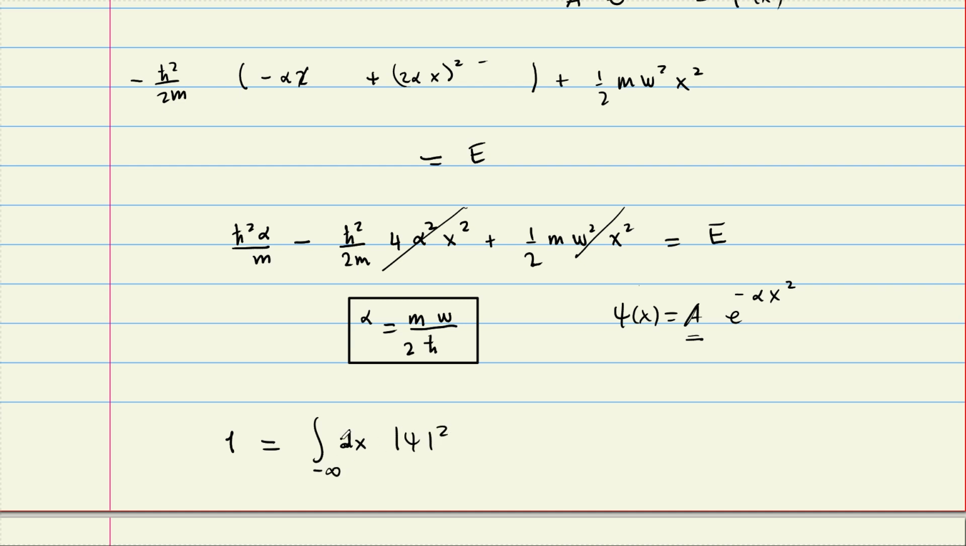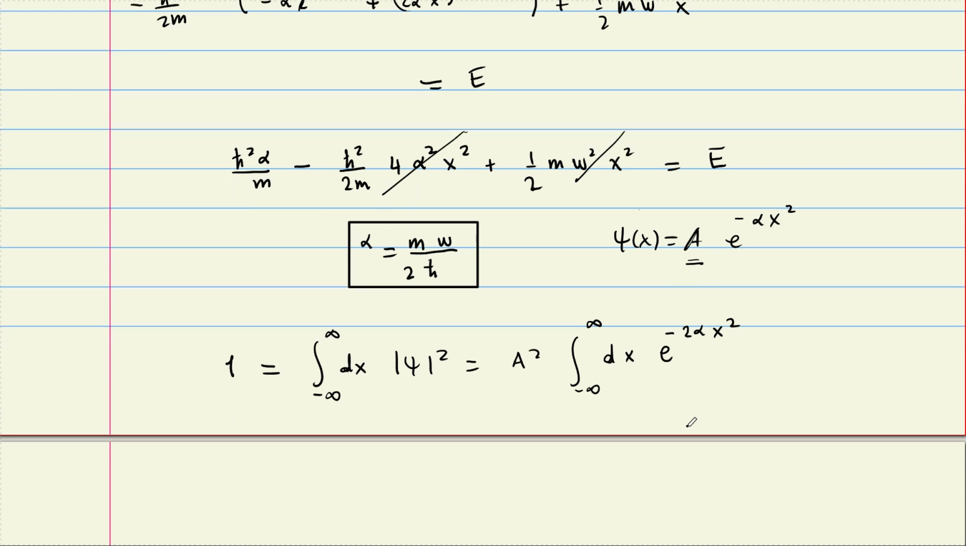So normalization: 1 should be equal to the integral dx psi squared, going from minus infinity to plus infinity, and this is going to be a squared times the integral from minus infinity to plus infinity dx e to the minus, when I take the square, 2 alpha x squared. So how many people know how to take this integral? Gaussian, right? Maybe I can show you real quick. It's not hard. The motto of today is write everything in dimensionless form and then do either numerical or analytic calculation.